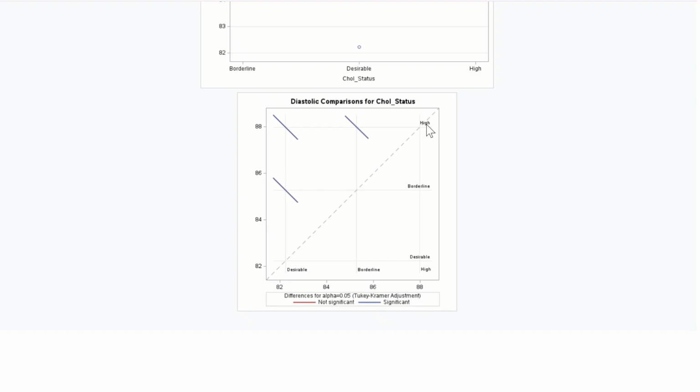But we see that the individuals with high cholesterol have statistically significant different diastolic blood pressure compared to borderline, and high also had statistically significantly different diastolic blood pressure from those with desirable cholesterol level. When we compare borderline, the individuals with borderline cholesterol were also statistically significantly different from that of the individuals with desirable cholesterol status.